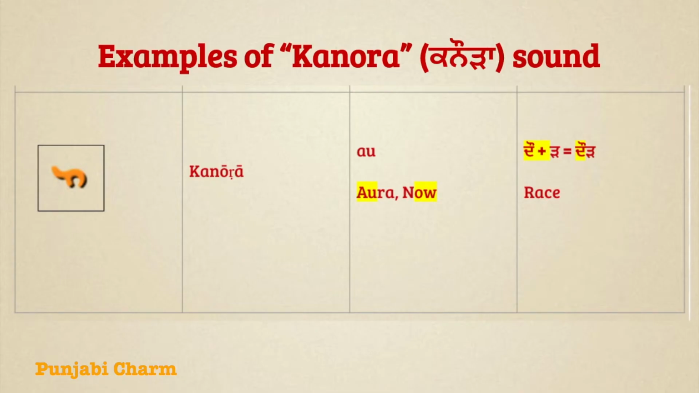In this video, we will learn some Kanora sound words. In the first video of this series, we learned about Kanora Matra, that Kanora sound has a symbol like this, and it appears at the top of the letter in Punjabi, and it makes a sound of aw, as in aura or now. So Kanora Matra has sound of aw. We learned a word dod in Punjabi. Let's learn few more words.